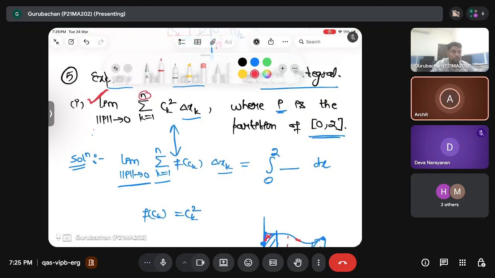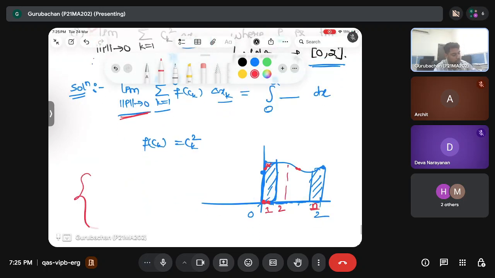Sir, I want to ask, from this we can calculate the exact area? Yes, we can calculate the exact area, if this limit exists. Only that condition. Sometimes this limit does not exist. If you observe from the class, there is an example: 1 when x is rational, 0 when x is irrational.